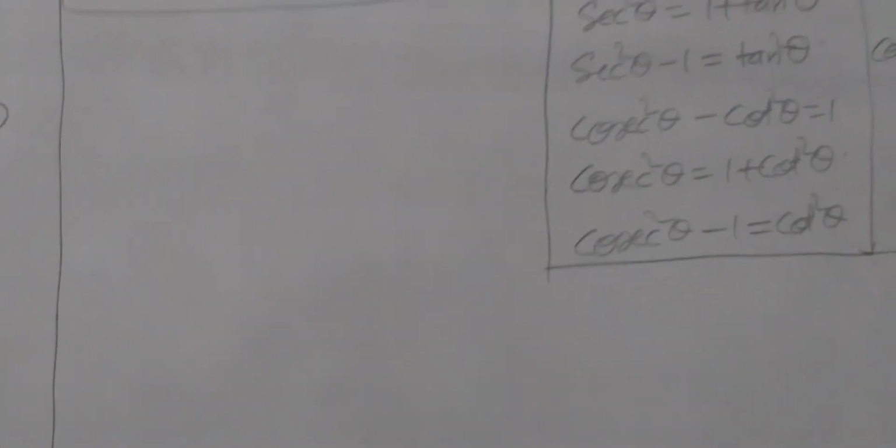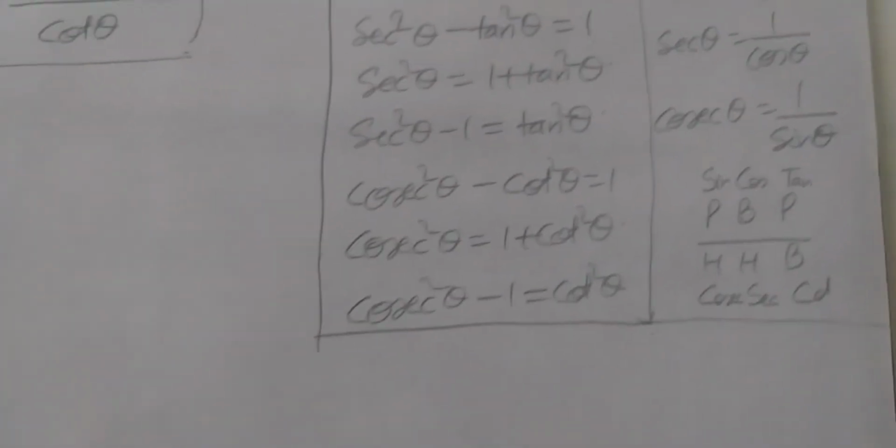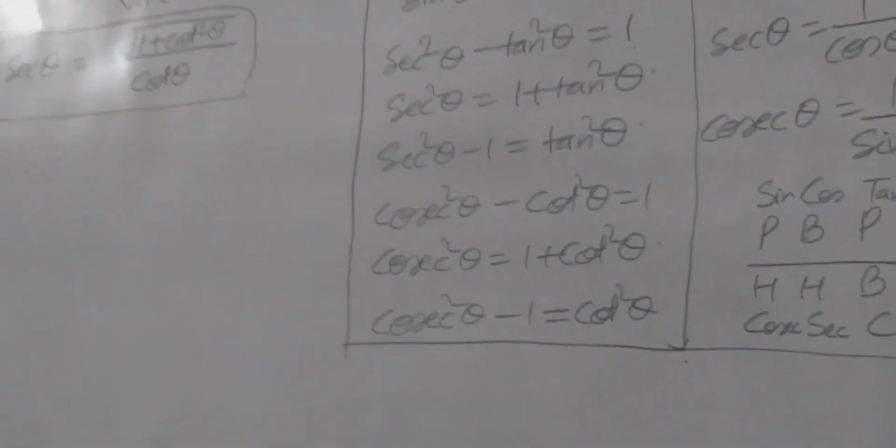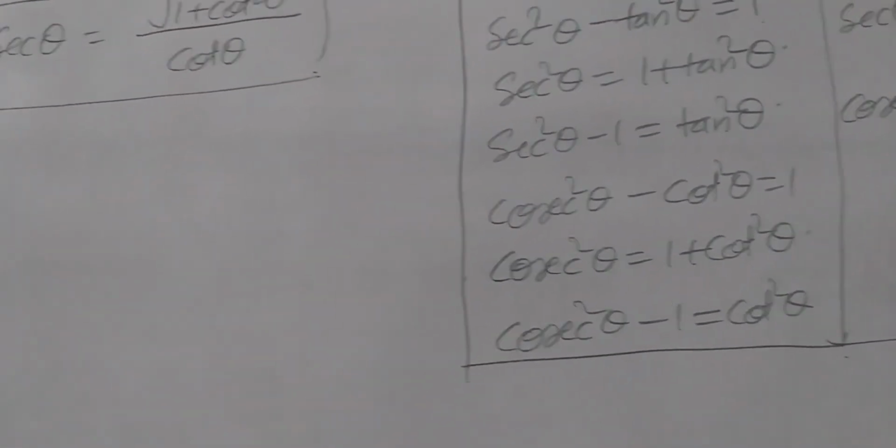Okay students, learn all identities daily. All these identities and changing you have to learn daily, student, and learn all the values for 0 degree, 30 degree, 45 degree, 60 degree and 90 degree. Okay then students.